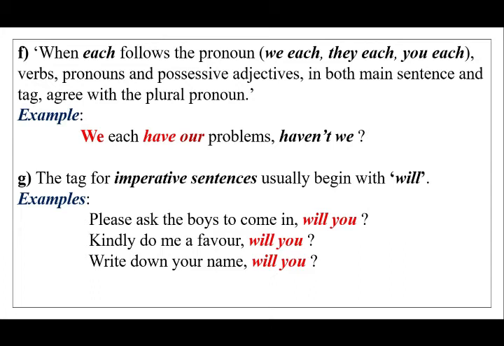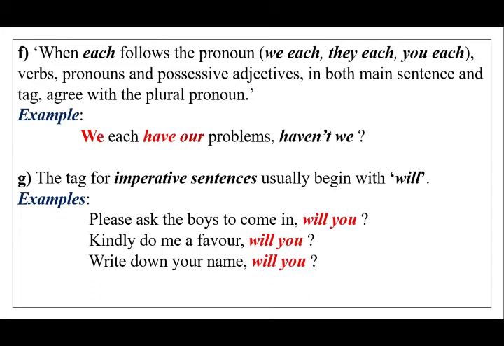Let me explain with the example given here. We, each. That means "we" came before "each", and "each" follows "we". Now here "we" is in plural form. We, you see, this is plural. That's why here the verb agrees with "we": have. We each have.